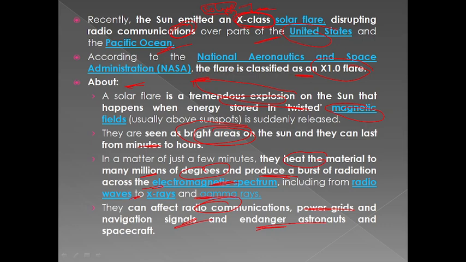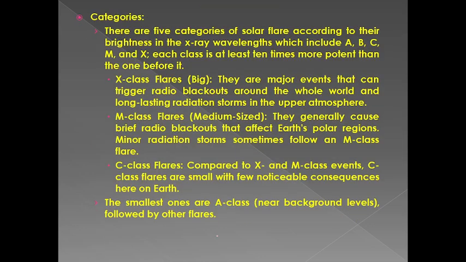Because of these solar flares, material is heated to millions of degrees of temperature, and they burst radiation out. Because of this radiation, the waves turn into X-rays and also gamma rays. So radio communication, GPS networks, power grids, navigation signals, astronauts and spacecraft are all under threat. So I have told you the categories related to solar flares.